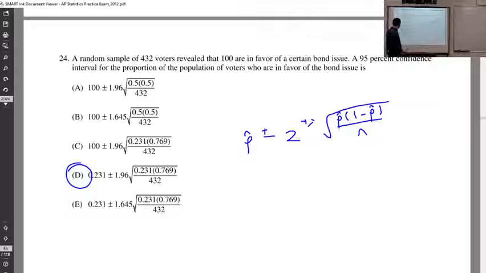Hopefully you should have been between D and E pretty clearly because this is for proportions. So you should have been able to get rid of A, B, and C right away. And then the z-score for 95% is 1.96.